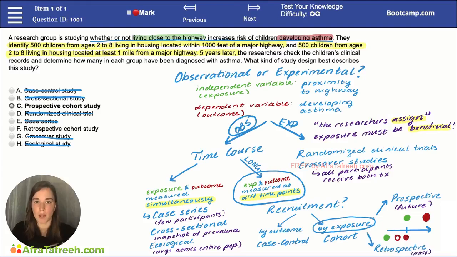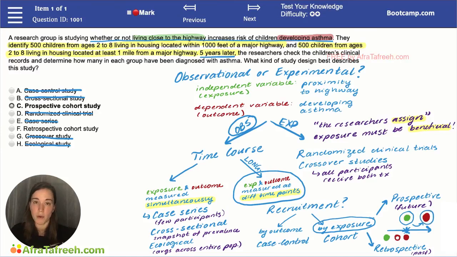So let's figure out how this timeline applies to the study being described in this question. Remember that we as the researchers are right here in the present when the study begins. So when this study begins, the researchers are identifying 500 children who are currently at this moment living in housing either close or far from a highway. So currently at this moment, these children have this exposure. And then 5 years later, so now we're looking into the future on this timeline, we are assessing their outcome.